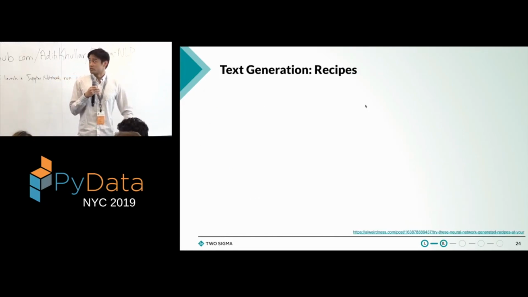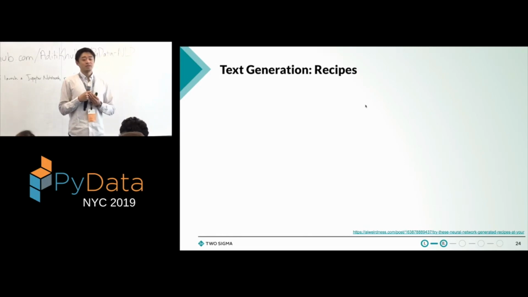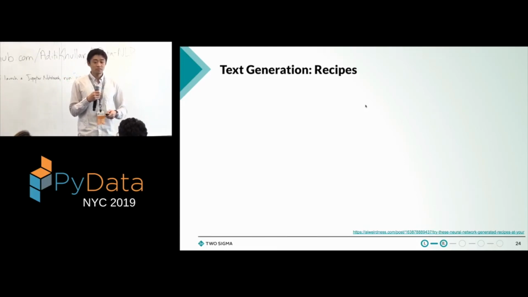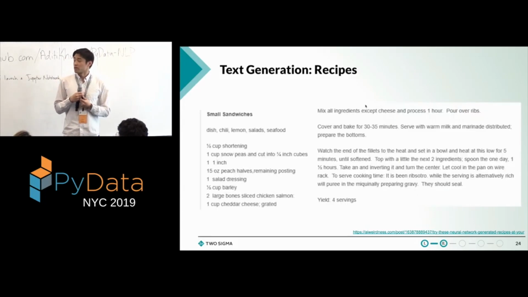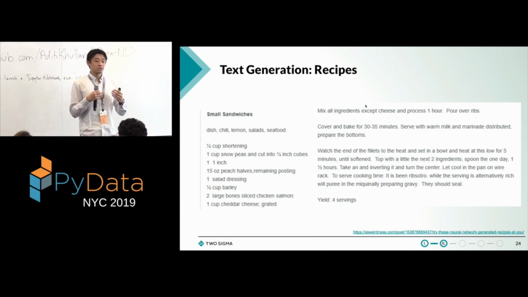Now, the last one I want to go into is a fun example through text generation. Once you've gotten a model for how language works, you can actually start using that model to generate arbitrary text as well. This is exactly what someone did online. This person took a language model and trained it on a bunch of recipes. And then they asked it, spit out a random recipe for me now.